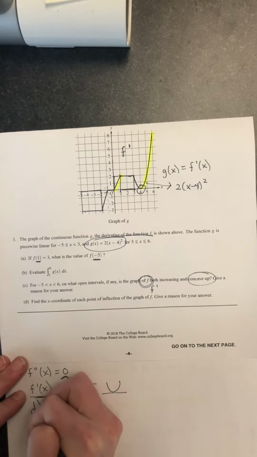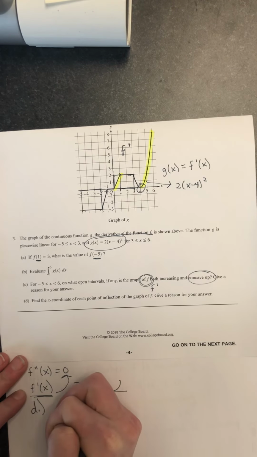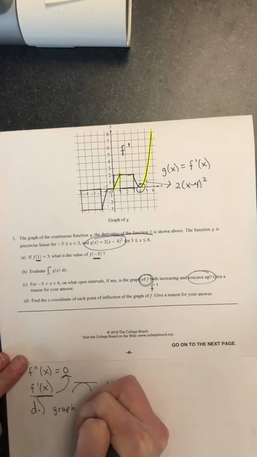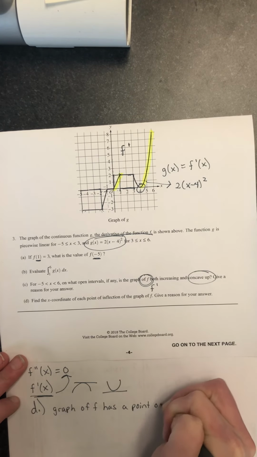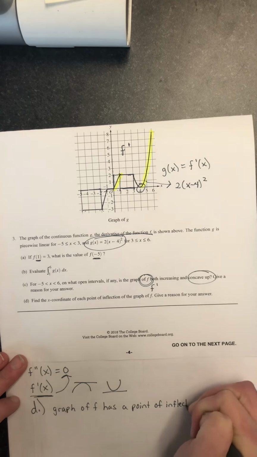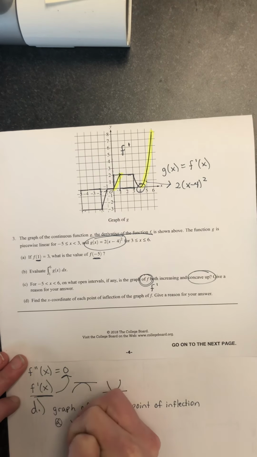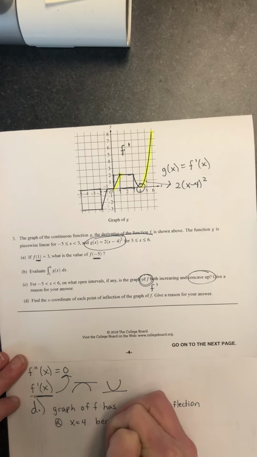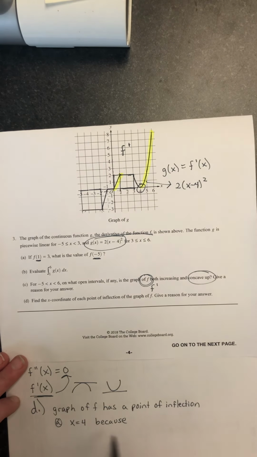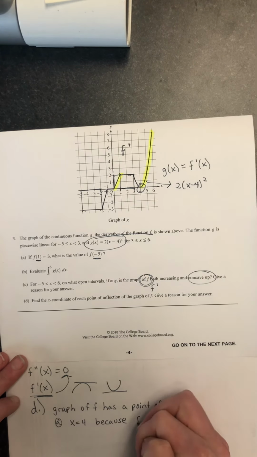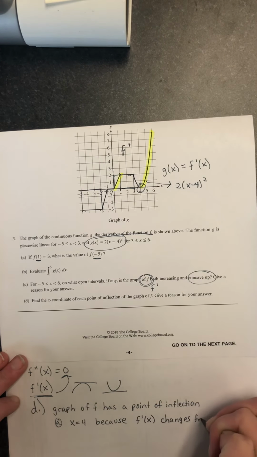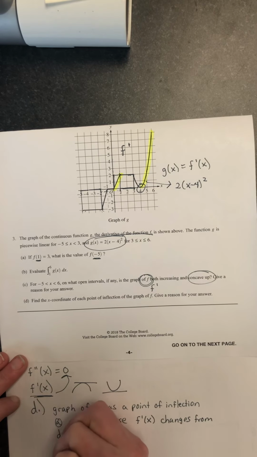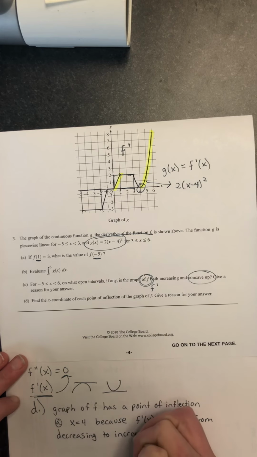So lastly, for letter D, we can say that the graph of f has a point of inflection at x equals 4 because, and they asked for the reason, this is our extra point, f prime of x changes from decreasing to increasing here.